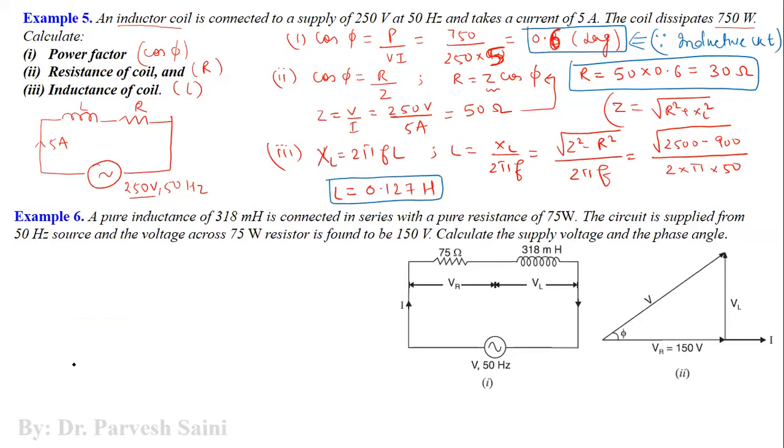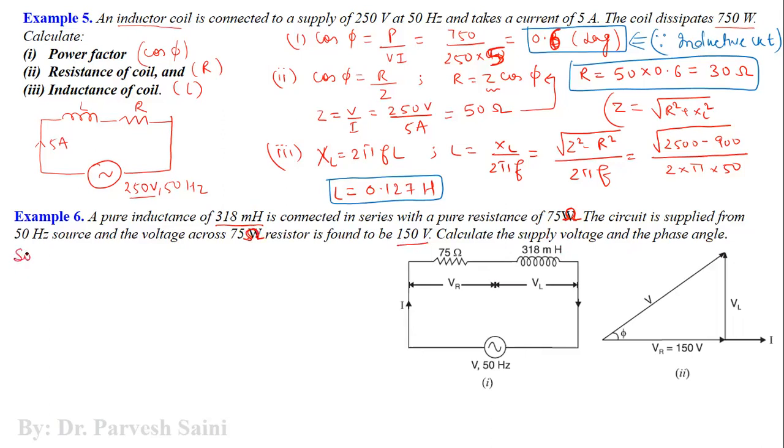Now let us come to example number 6. Example number 6 is almost similar to example number 5. In this we have an inductance connected in series with a pure resistance of 75 ohm. The circuit is supplied from a 50 hertz source and the voltage across the 75 ohm resistance is found to be 150 volt. Now we have to calculate the supply voltage and the phase angle.